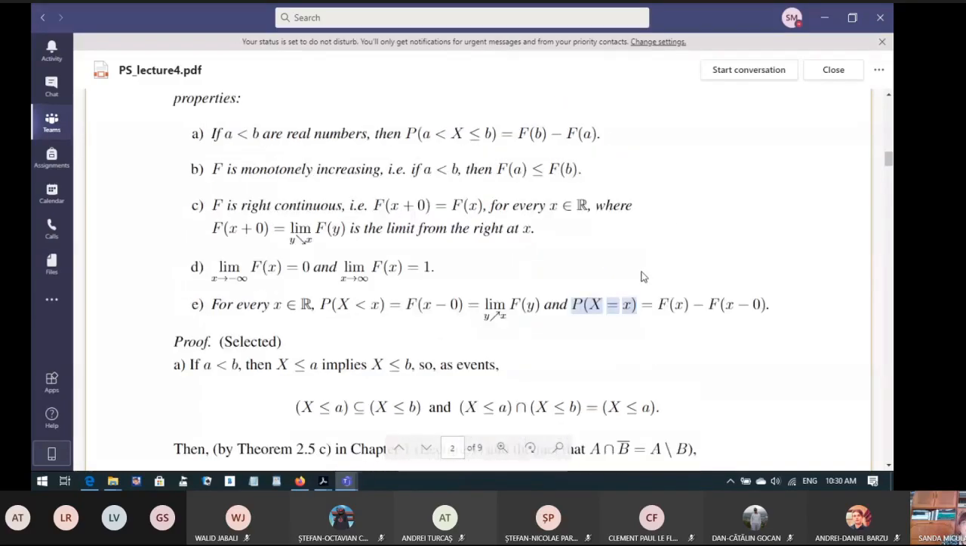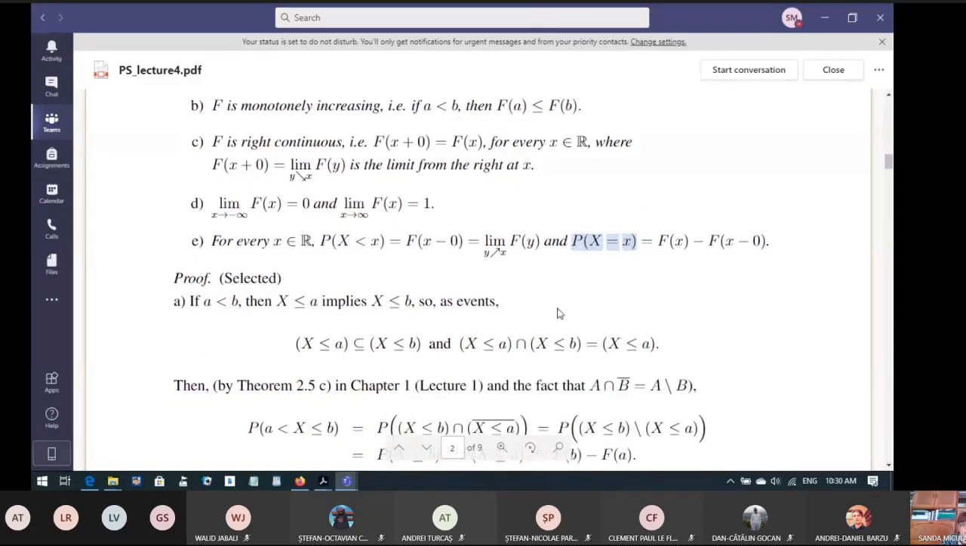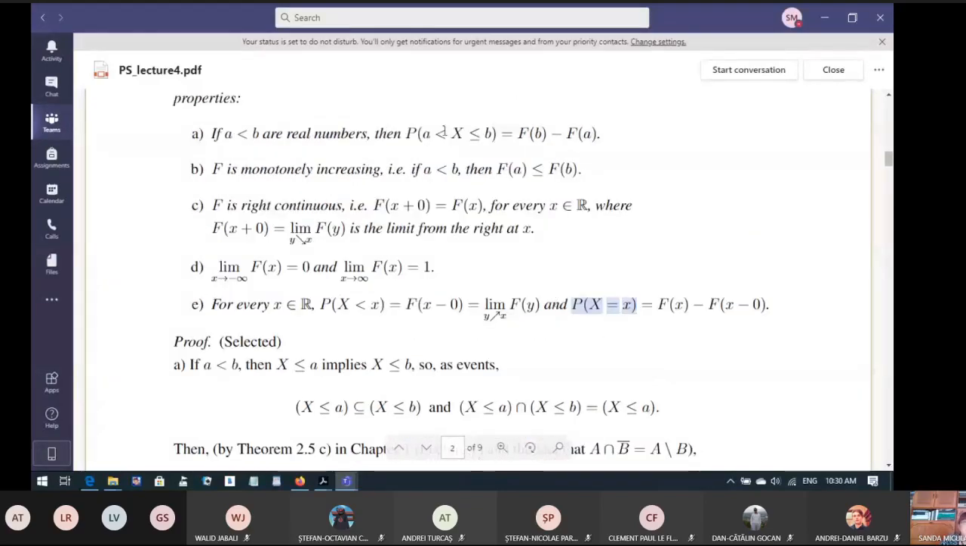Let's see why some of these are true. So some selected proofs, not the ones that are very technical, like about continuity here. We're going to skip that, but the ones that are fairly easy to understand. Like the first one, the probability that it belongs to an interval. Okay, we want to express this. We want to get to the CDF, right?